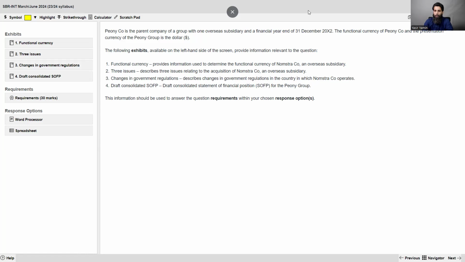Now guys, this is a very important session by all means. Why is this an important session? Because in this particular session, we are going to be attempting a very recent past paper from the June 2024 attempt, and this is going to be all about foreign subsidiaries.